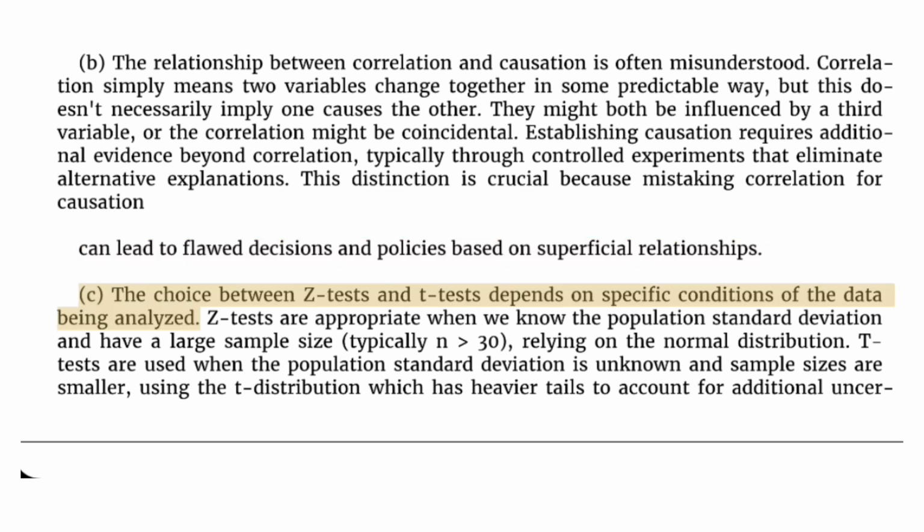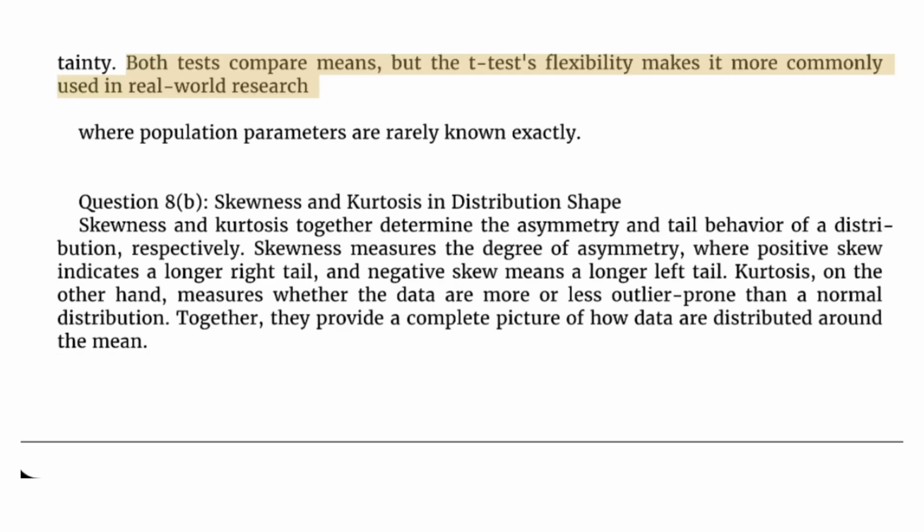C. The choice between z-tests and t-tests depends on specific conditions of the data being analyzed. Z-tests are appropriate when we know the population standard deviation and have a large sample size, typically n greater than 30, relying on the normal distribution. T-tests are used when the population standard deviation is unknown and sample sizes are smaller, using the t-distribution, which has heavier tails, to account for additional uncertainty. Both tests compare means, but the t-test's flexibility makes it more commonly used in real-world research, where population parameters are rarely known exactly.